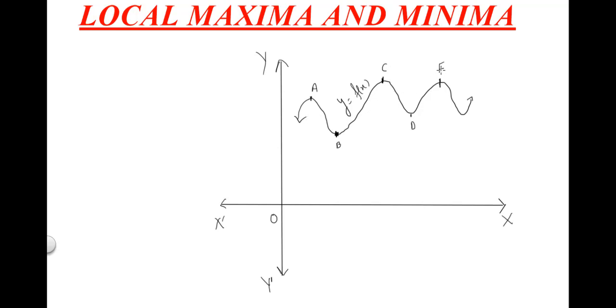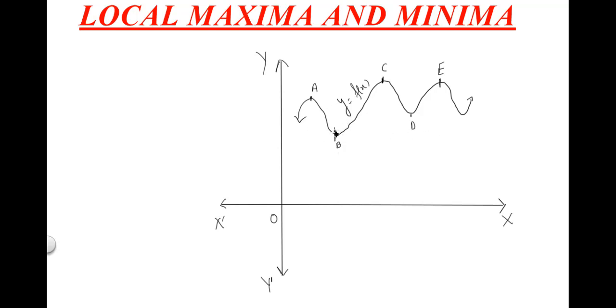So A, C and E, these three points are local maxima. The values are local maximum and the points are local maxima. Now B and D are the points of local minimum. Clear? This is what we meant when we discussed A plus H and A minus H.